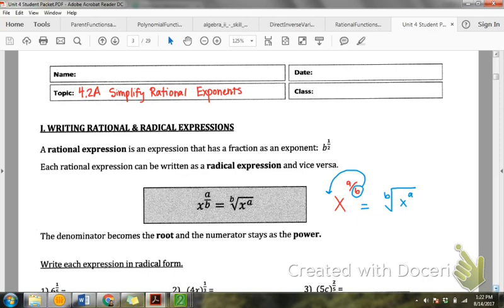Okay? So it says the denominator becomes the root, which is what we said here, right? The denominator came out to be the root. The numerator stays as the power. All right, so let's look at some of these examples here. It says write each expression in radical form.